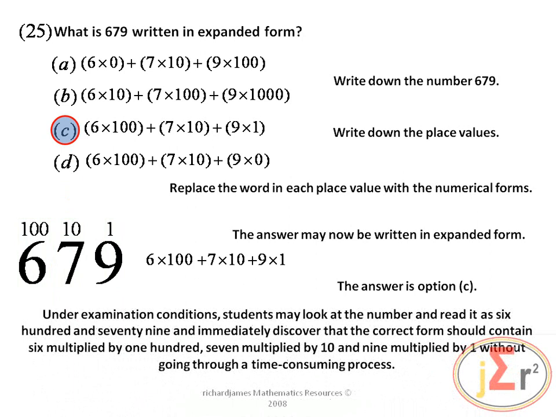Under examination conditions, students may look at the number and read it as 679 and immediately discover that the correct form should contain 6 multiplied by 100, 7 multiplied by 10, and 9 multiplied by 1 without going through a time-consuming process. And don't ask me, Jerry, because I've explained already why we need to go through processes in order to arrive at our answers.